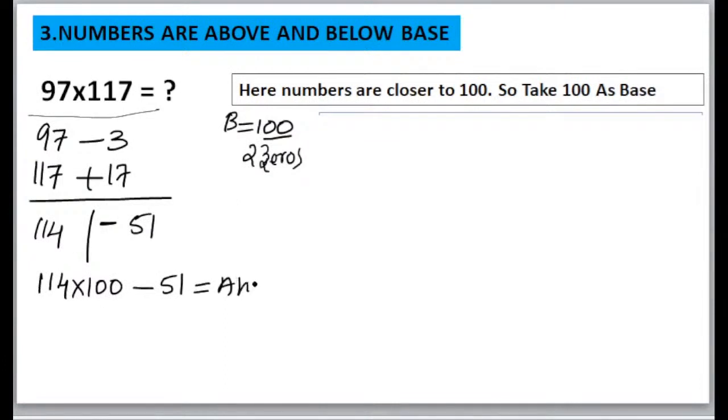This is your answer. That is 11400 minus 51. 400 minus 51 is equal to 349. So 11349 is your answer.